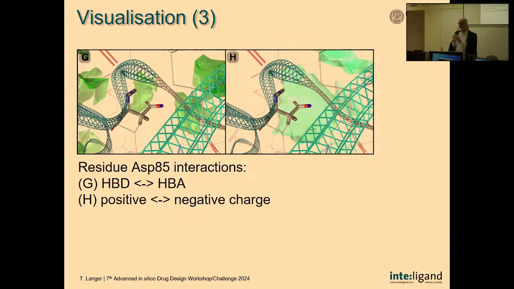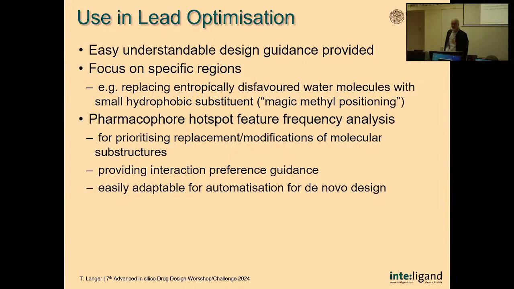Now we can look at the pockets, and we know exactly what kind of things you would like to have in this pocket to make optimal interactions, right? So this is the idea here. You can then really transform this into design guidance. You can focus on specific regions, for instance, looking at water molecules. This is very important: water molecules that might be entropically disfavored, and you want to replace them with a small hydrophobic part, like a methyl group. This is the typical magic methyl. Or you can do this pharmacophore hotspot frequency analysis to prioritize replacement and modification of molecular substructures.